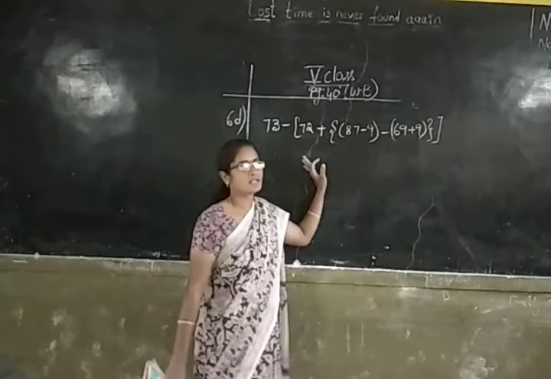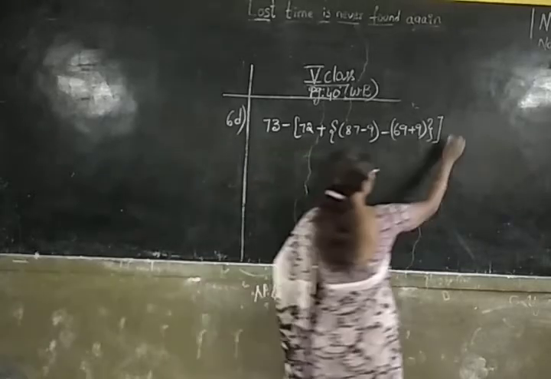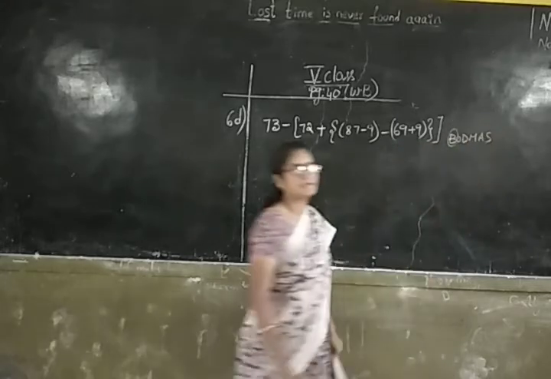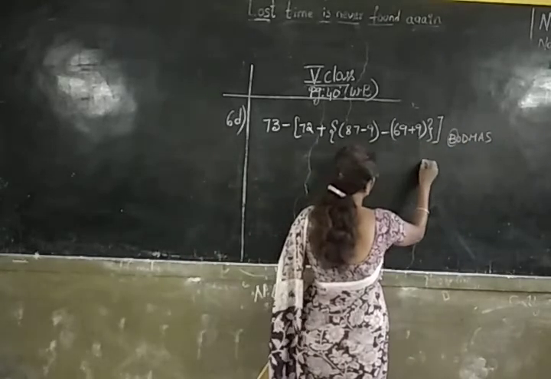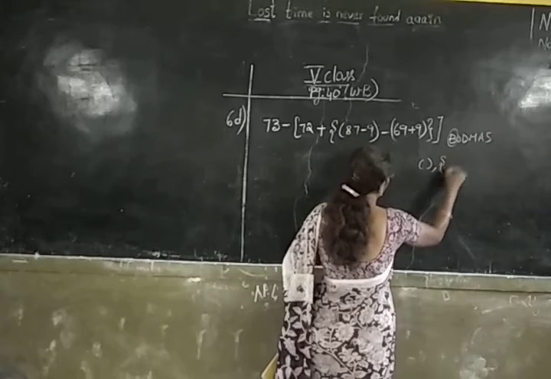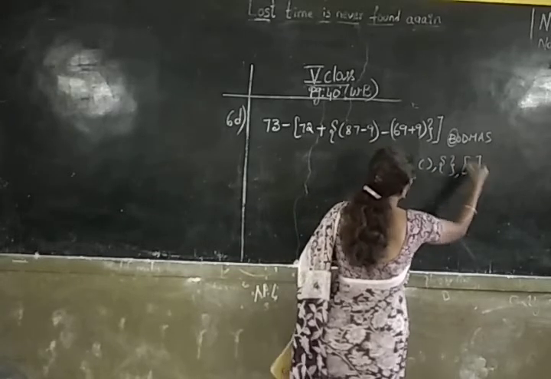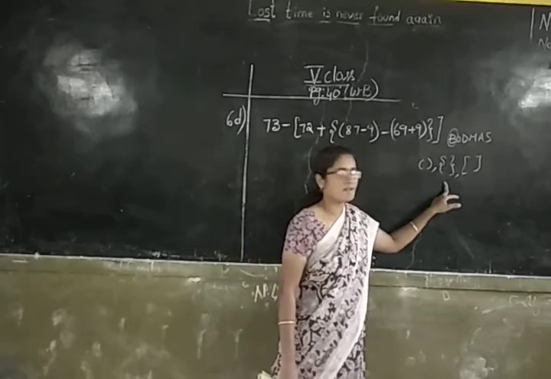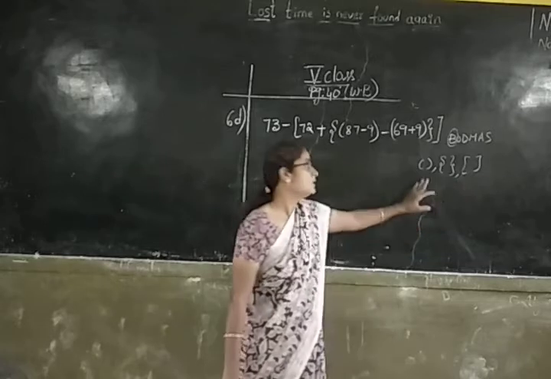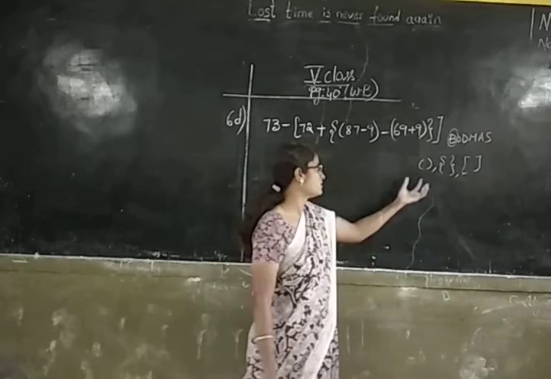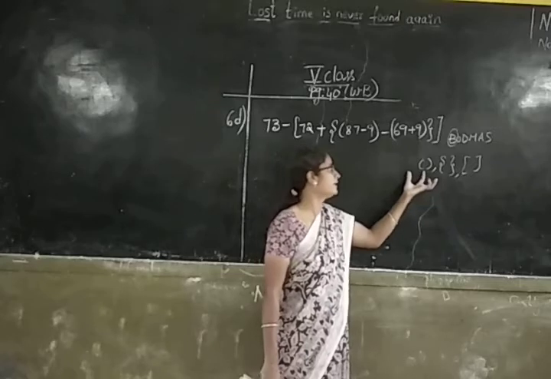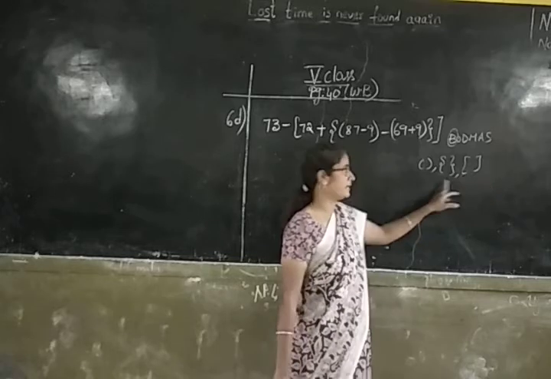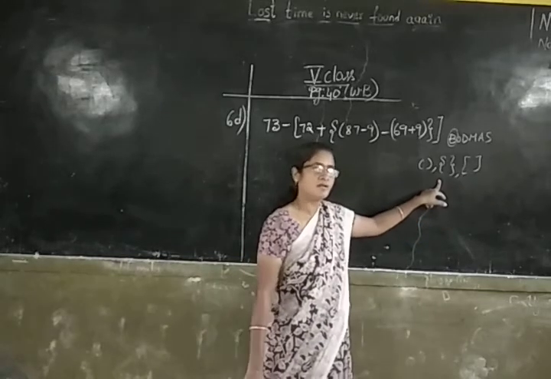Okay children, so let us solve the sum. According to the BODMAS rule, first we have to solve the terms inside the brackets. There are three kinds of brackets: round brackets, flower or pearl brackets, and square brackets. First we solve the terms inside the round bracket, then the flower bracket, and in the last the square bracket. This bracket is called a pearl bracket or flower bracket.